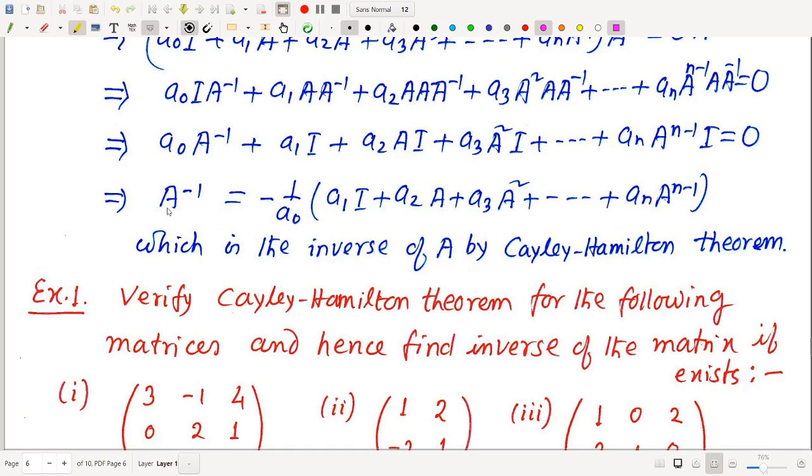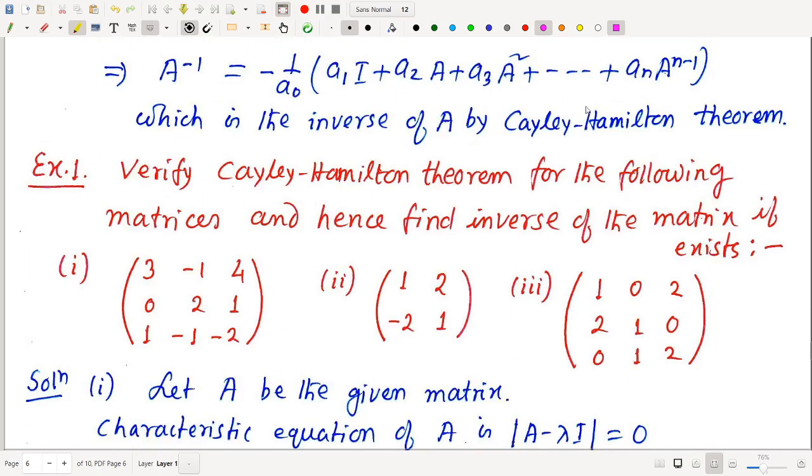So what we have got, just side change and divide by A naught, we have got A inverse equal to 1 minus 1 by A naught into this. So this is the inverse of capital A by Cayley-Hamilton theorem, which means we need not calculate adjoint, cofactor, etc. Just square, cube, etc. are calculated, and A inverse is obtained. So this is another way of finding inverse.